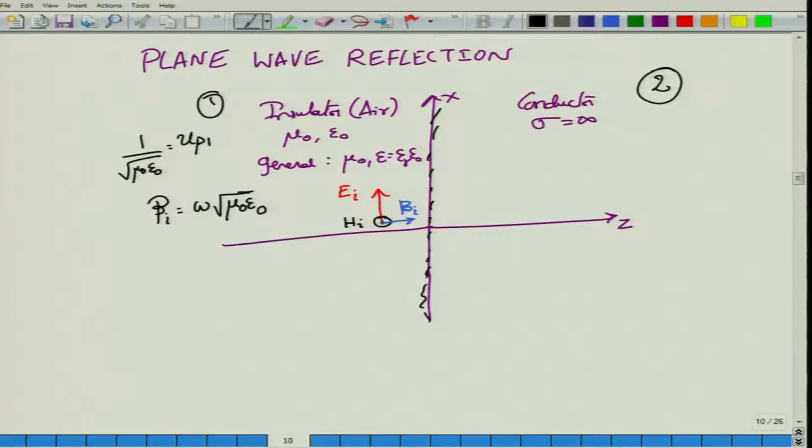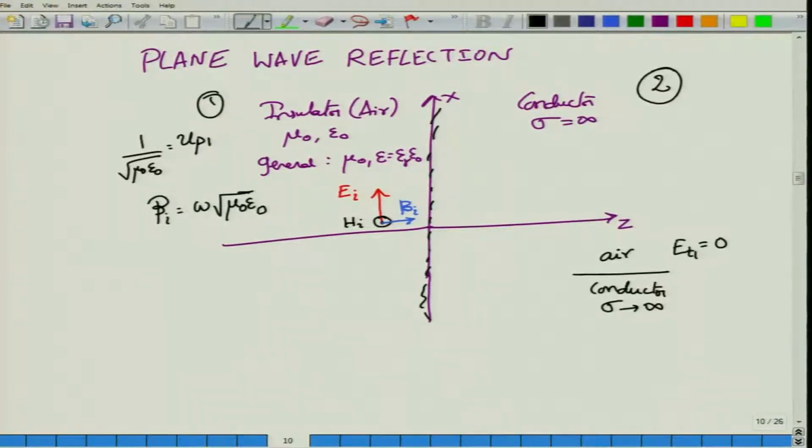What happens to this uniform plane wave as it impinges on the good conductor? In order to answer that, we need to know the boundary condition that these fields have to satisfy. What is the boundary condition between a perfect insulator such as air and a perfect conductor, with the conductivity going all the way to infinity? Well, the total tangential electric field must be equal to 0.